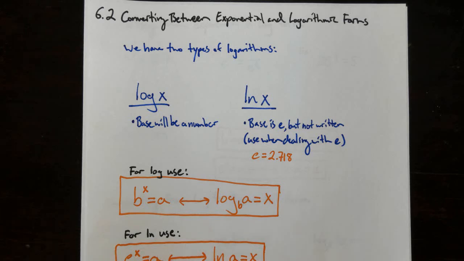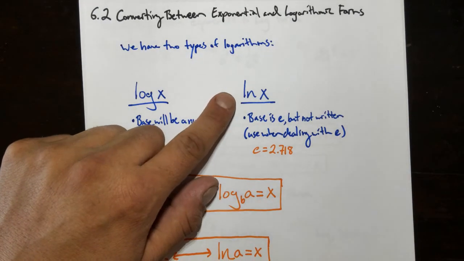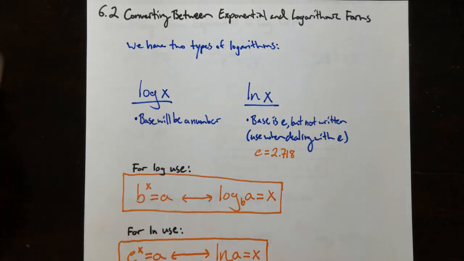Hello class, today we're on 6.2, converting between exponential and logarithmic forms. And we touched on this yesterday, the two forms we have, but we only discussed it in terms of logs. We not only have logs, but we also have the natural log, denoted as ln of x, or ln of whatever. So we have two types of logarithms.